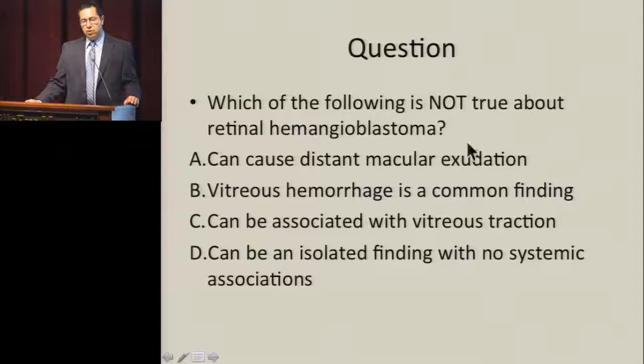So what's the answer here? Which of the following is not true about retinal hemangioblastoma? It can cause distant exudation in the macula. It can cause vitreous traction. It can be an isolated finding. Many times it's isolated, not always associated with VHL. So it doesn't cause vitreous hemorrhage. Although it's a vascular tumor, it doesn't cause vitreous hemorrhage, really.